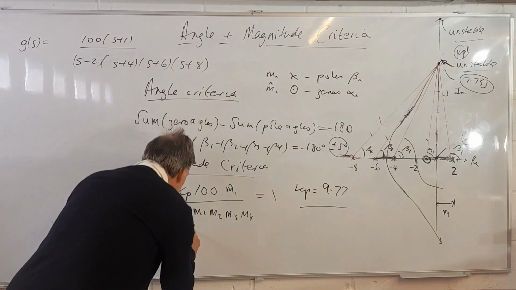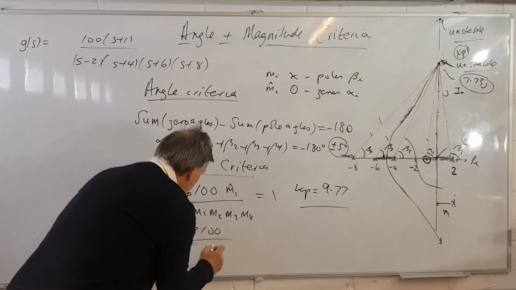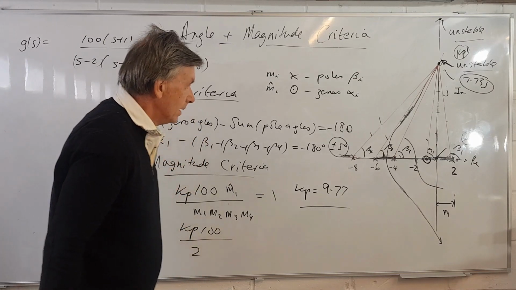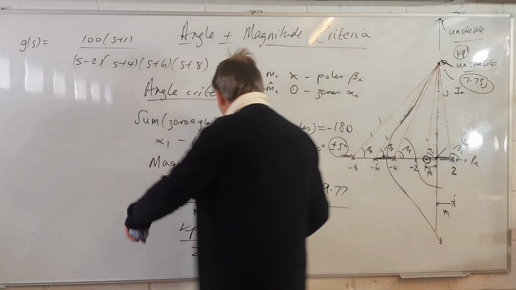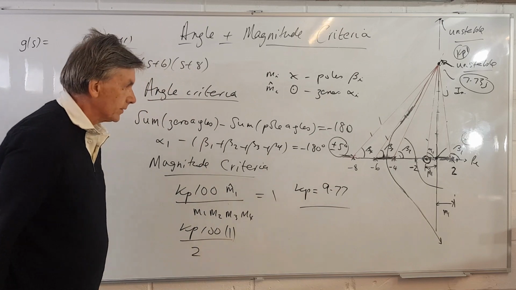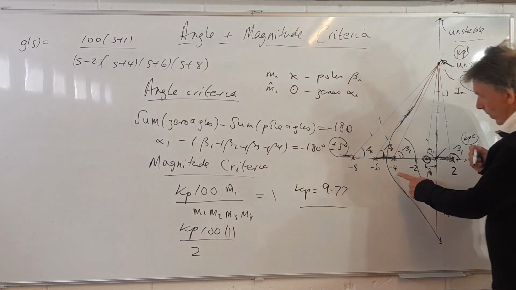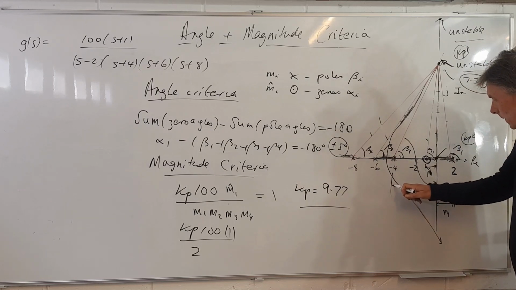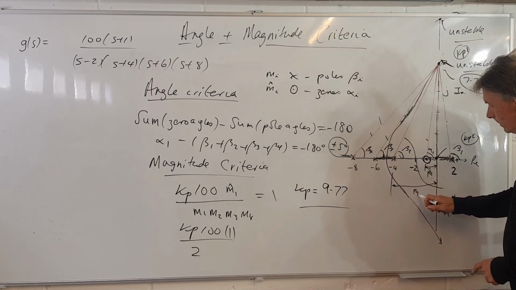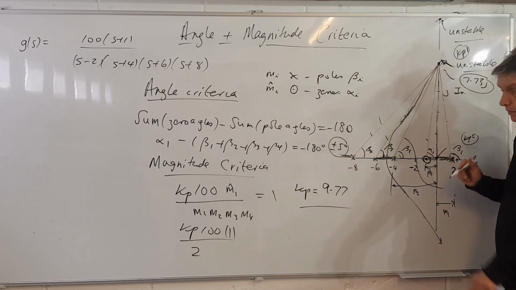So we've got Kp times 100, then M1 is 2. Then we can measure the 0 distance, that's that one there, and that's going to be M1 hat. M1 hat is a magnitude, so it hasn't got a sign to it. So M1 hat is just going to be 1. That's quite straightforward. I've got a pole here at -4, so that distance there is M2, and M2 is 4.